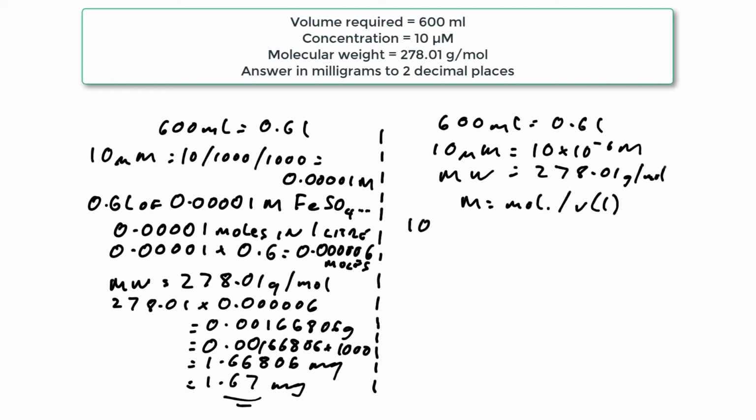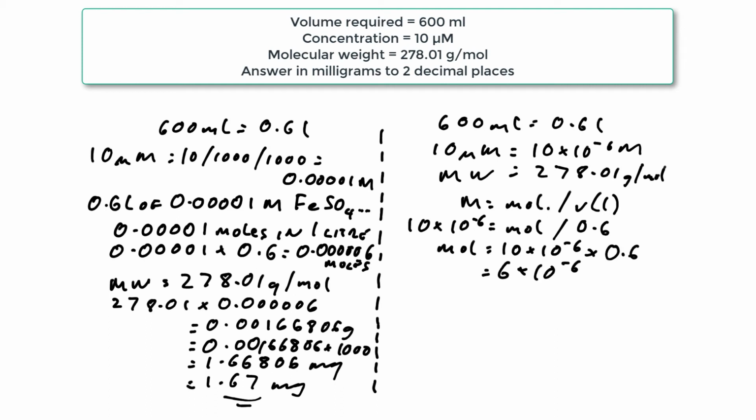We know that the molarity is 10 times 10 to the minus 6, so we can put that in. So 10 times 10 to the minus 6 is equal to the number of moles divided by the volume, which is 0.6. Rearranging, this gives us moles is equal to 10 times 10 to the minus 6 times 0.6, which is equal to 6 times 10 to the minus 6 moles.